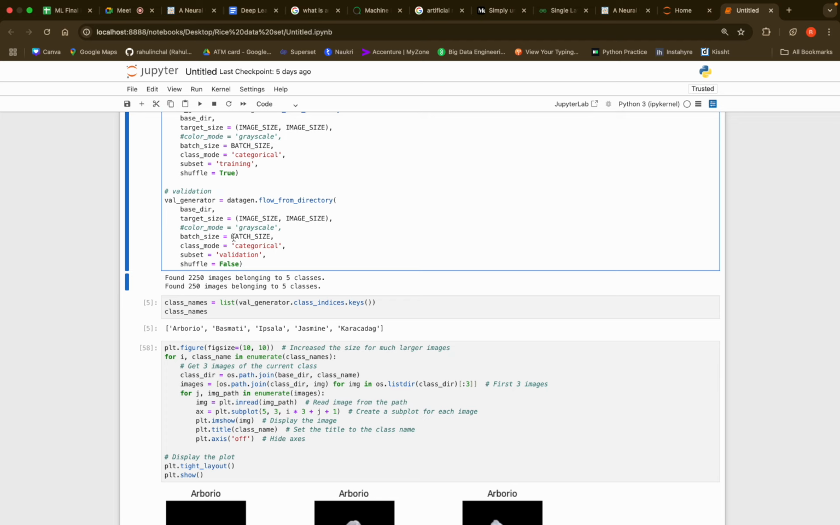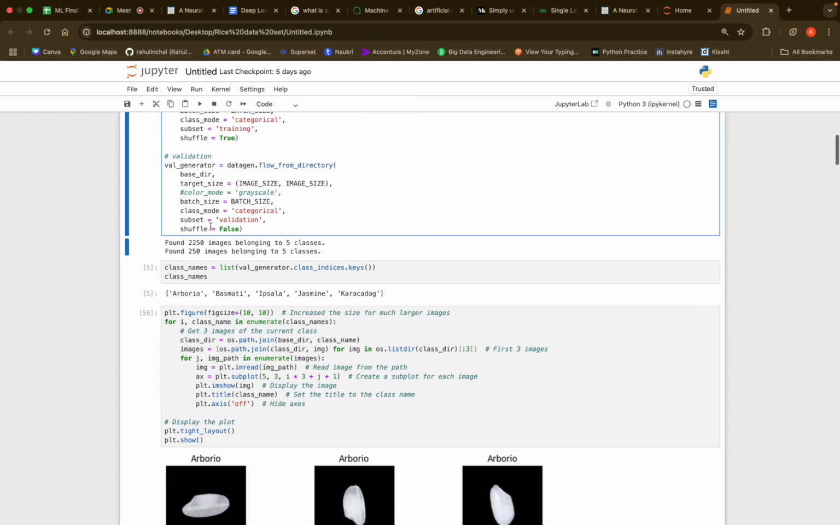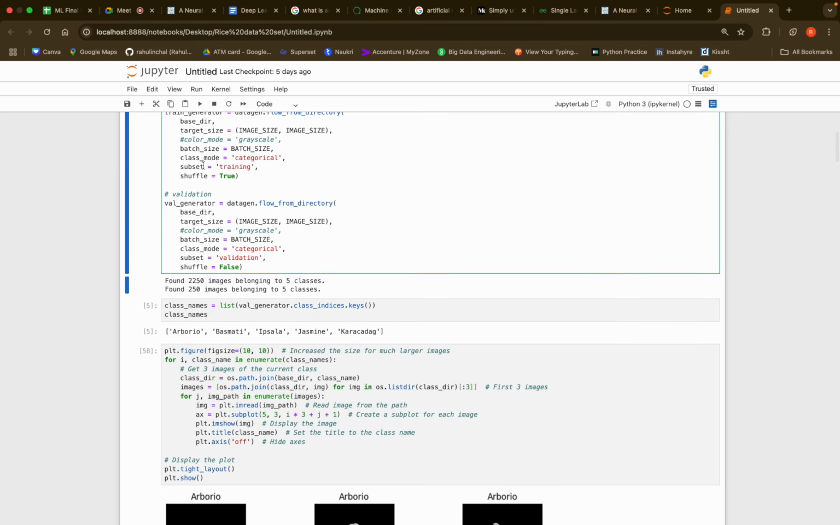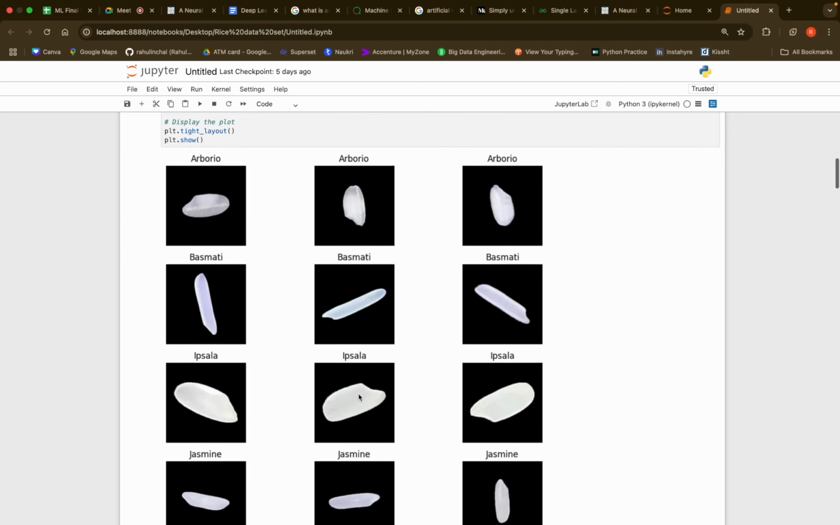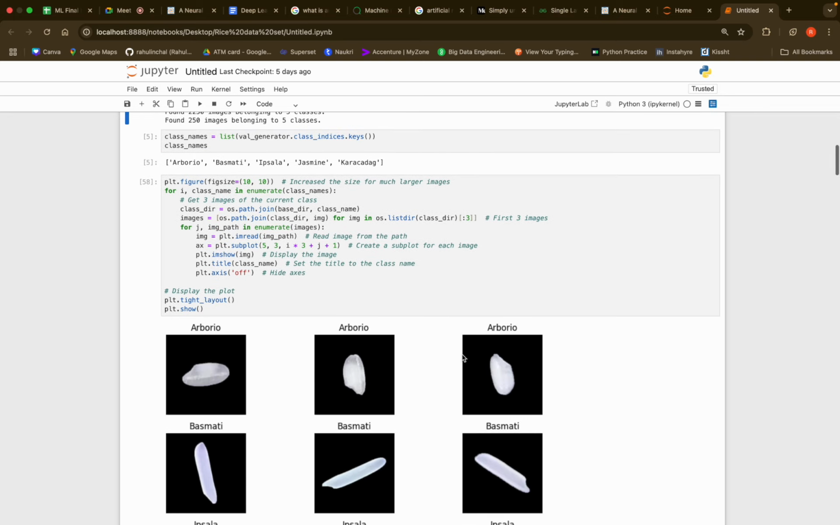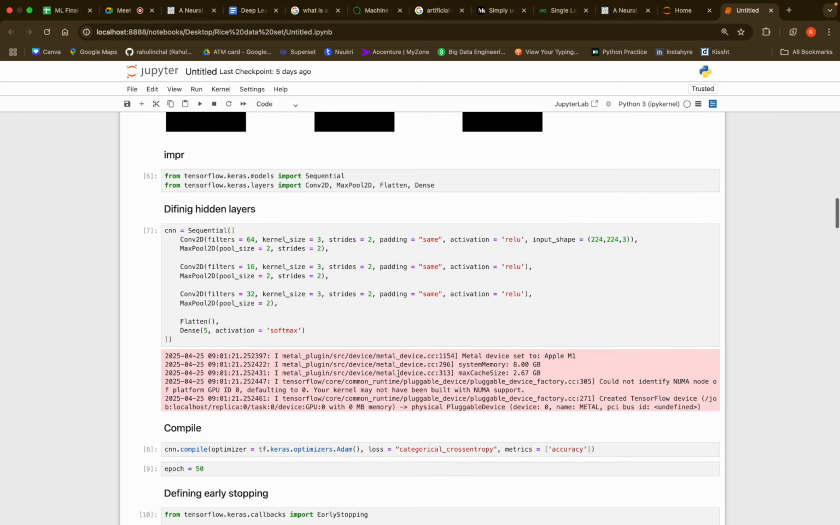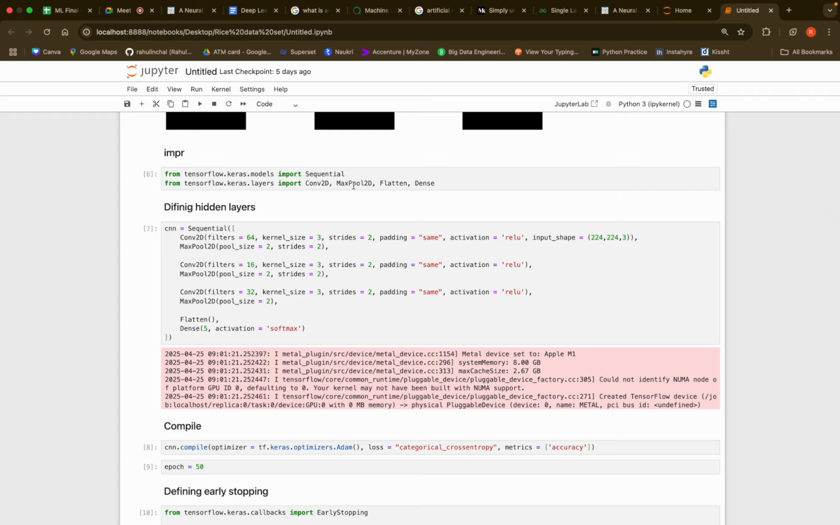Validation, the val generator. So like in x test in machine learning tabular data, I have a validation generator here. I have defined that. Okay, so once I execute this, I have got 2250 samples belonging to 5 classes for training, and for validation I have kept it as 250. Class names I have are Arborio, basmati, ipsala, jasmine, and karacadag, and I'm printing 3 images of the 5 classes. Okay, and then after that I'm importing.